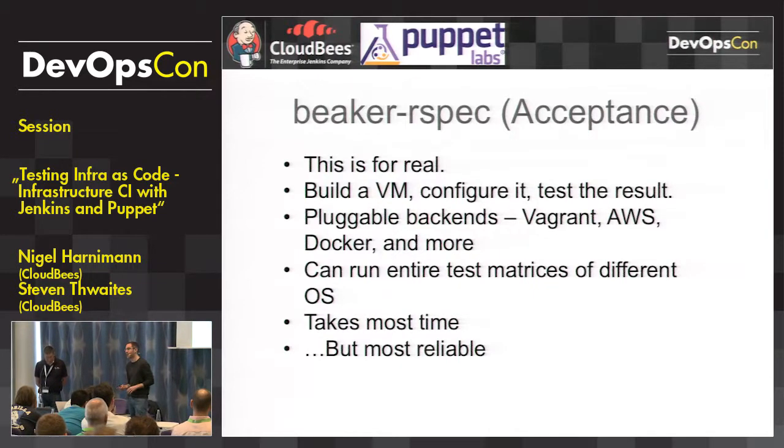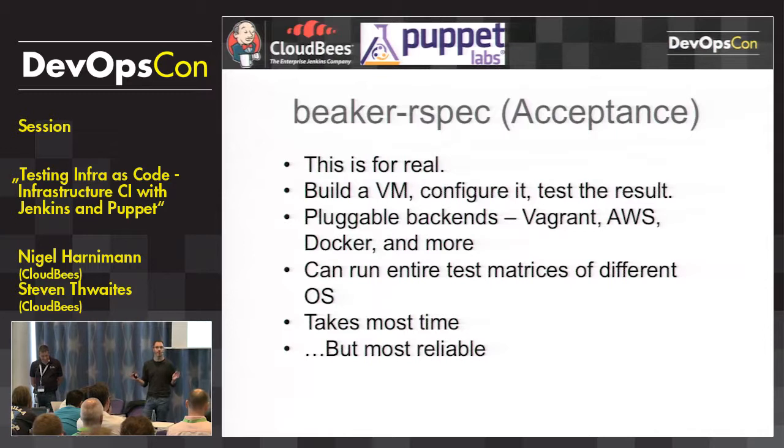So Beaker's actually a general purpose black box acceptance testing framework. Beaker on its own can be used for almost any kind of scenario. And we actually use it for testing the entire Puppet Enterprise stack, all of the tools that go into that, the databases, the actual master and Puppet itself, as well as the code. But Beaker RSpec allows us to work specifically in the context of module testing in a familiar kind of environment for users of RSpec.